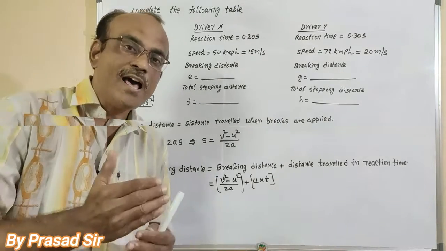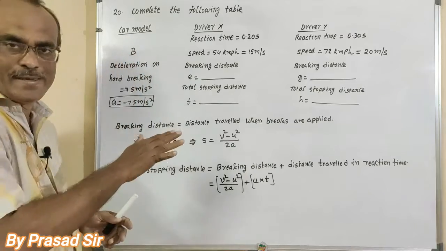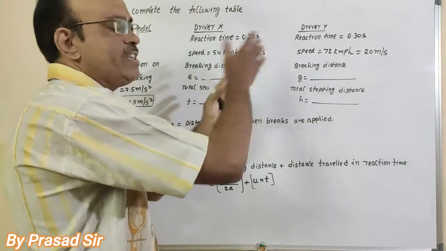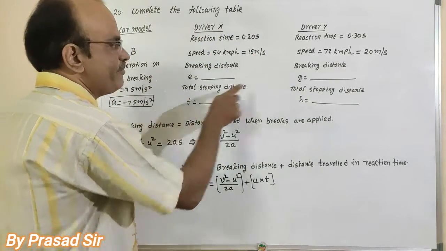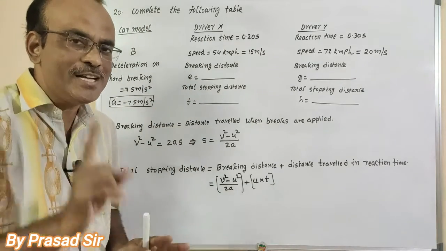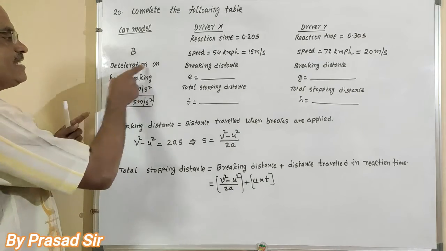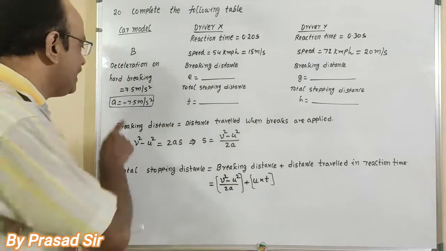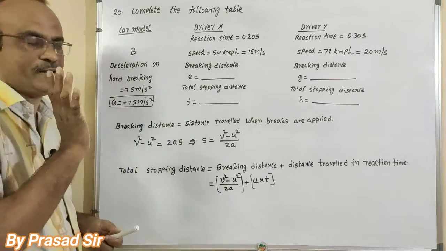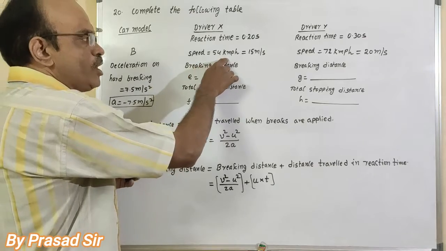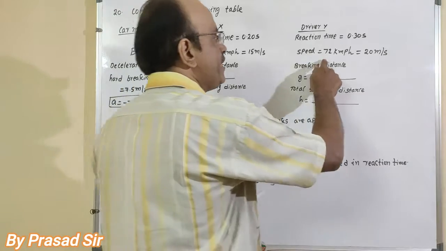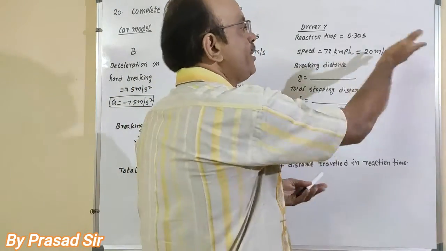Now we have to answer for car model B. Same driver X, driver Y, same reaction time and speed, everything same. But here E, F, G, H, braking distance and total stopping distance. Which one is changed here? Only the deceleration on hard braking is changed. That is 7.5 meters per second square. But as acceleration, I will put a negative sign. 54 km per hour converted into meters per second, we calculated before, is 15 meters per second. 72 km per hour converted into meters per second is 20 meters per second.